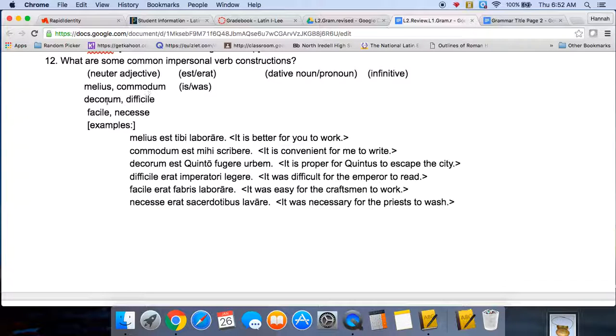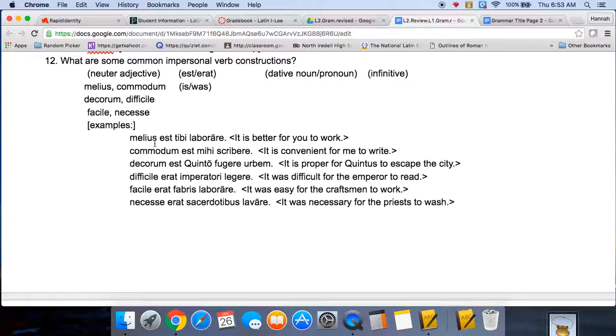Decorum est, it is proper. Difficile est, it is difficult. Facile est, it is easy. Necesse est, it is necessary. If you change est to erat, then you have it was. Melius erat, it was easy. Okay, not easy, but better.